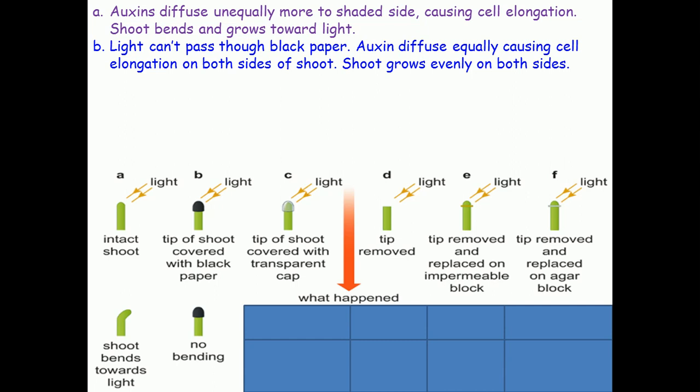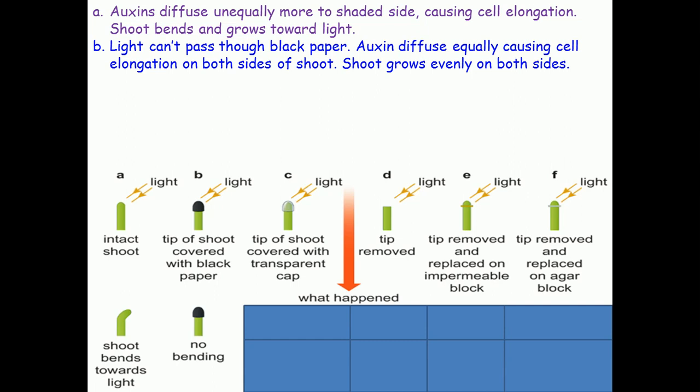So cells on both sides of the shoot will then elongate, so the shoot grows evenly on both sides, so it will grow upwards. So on this occasion, it's not bending and growing towards the light. Instead, it just grows upwards.